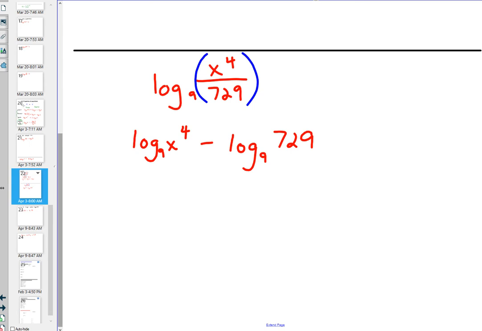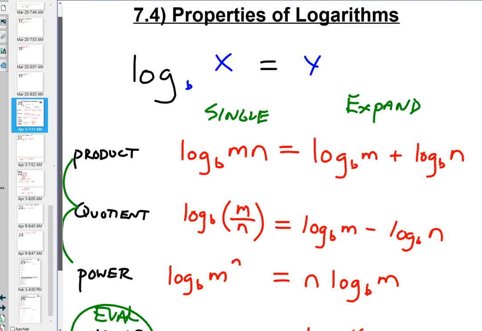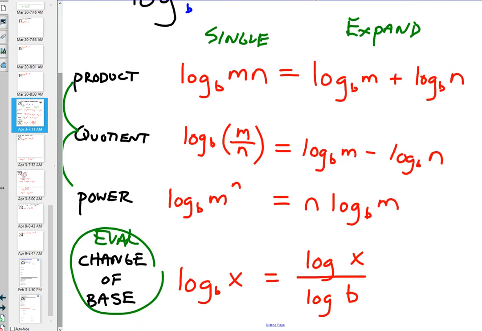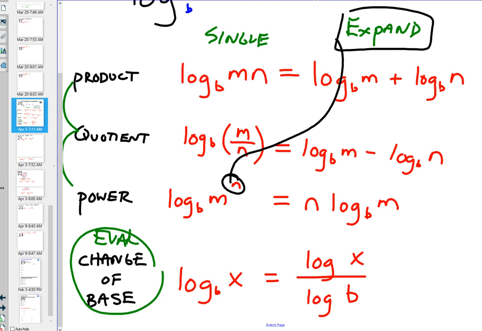Am I done expanding? No, I am not. If I go back and look at my properties, the other property that I haven't used yet, the power property, says that when you're expanding, any type of exponent has to be moved to a coefficient. So when you get the exponent and move it out in front, even though you're not seeing more logs, that's considered to be expansion.